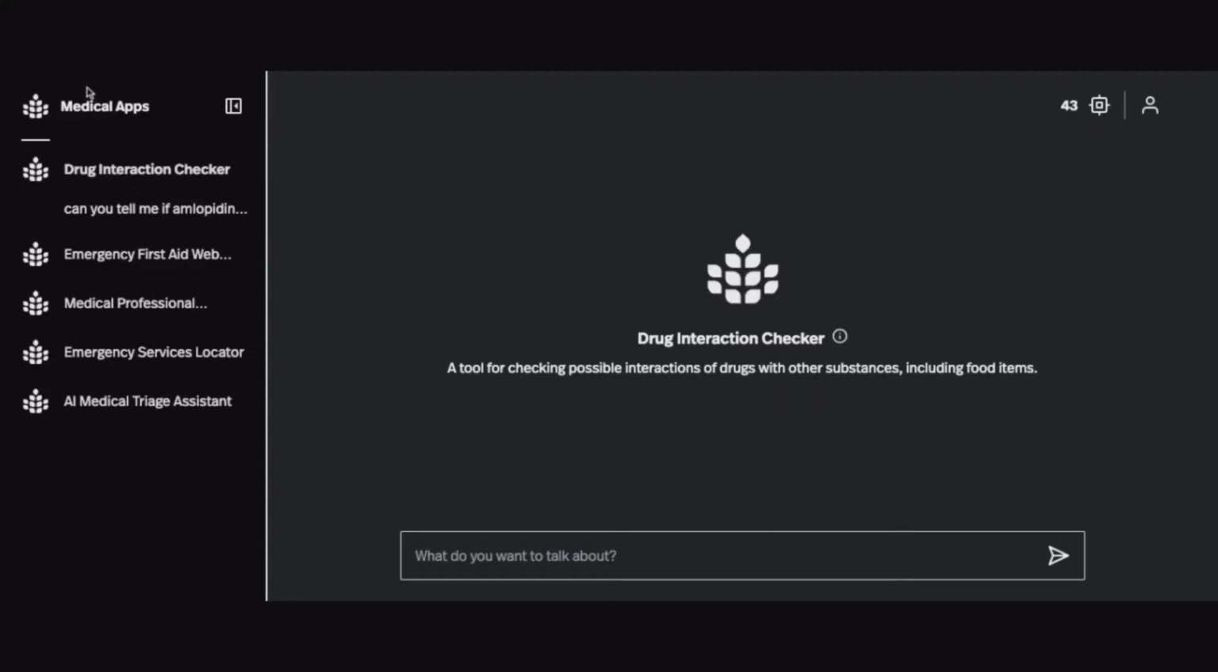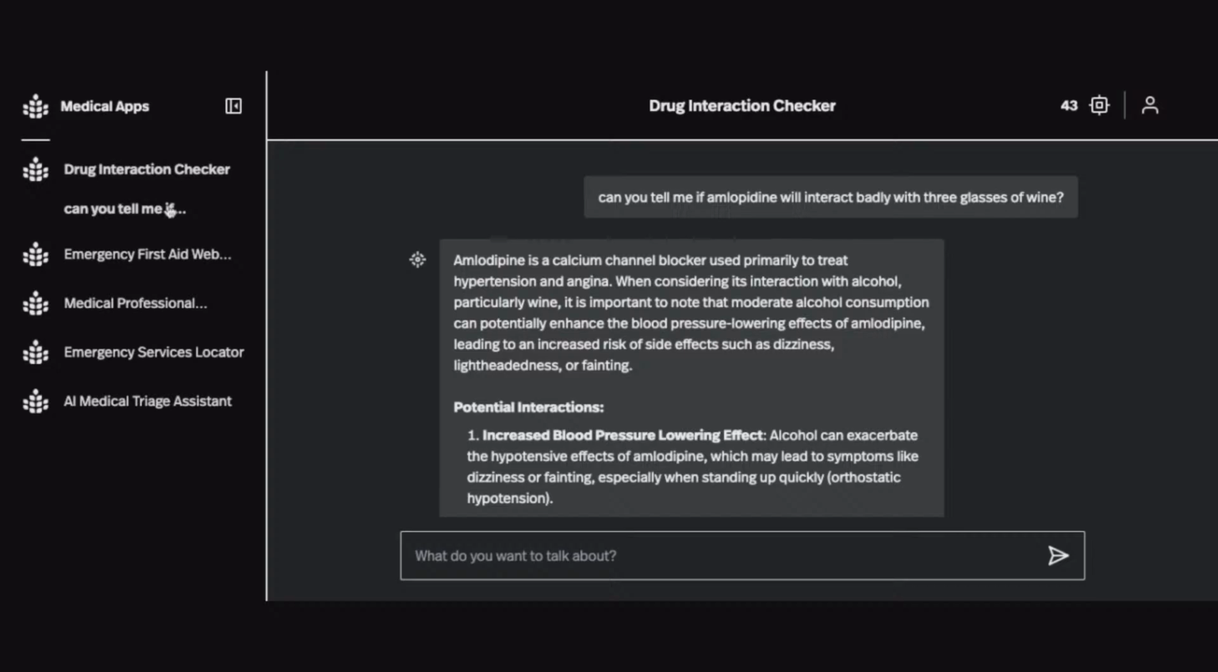The medical app suite contains a drug interaction checker, an emergency first aid web advisor, a medical professional finder, an emergency services locator, and an AI medical triage assistant. Let's take a look at what its capabilities are. So I generated a few chats first of all to get us started. The drug interaction checker is an AI tool for checking possible interactions of drugs with other substances, including food items. So this is the chat that I created.